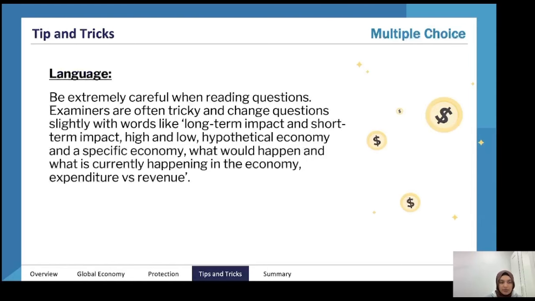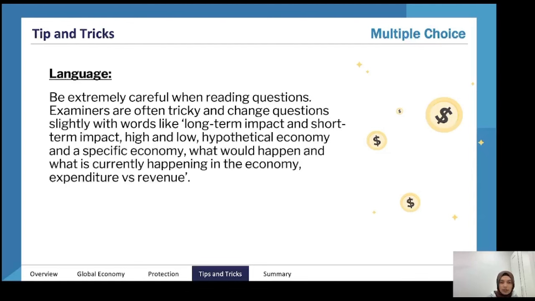So first of all, in terms of the multiple choice, please be extremely careful when you're reading the question. Examiners often use tricky, challenging words, or they change the questions very slightly so that the meaning completely changes. And students often miss it and end up getting the question wrong. This is especially important because economics is one of those subjects where the multiple choice is quite difficult compared to the other HSC subjects, so it's something to note down that they do try to make it difficult. They do try to trick students a lot with the wording.